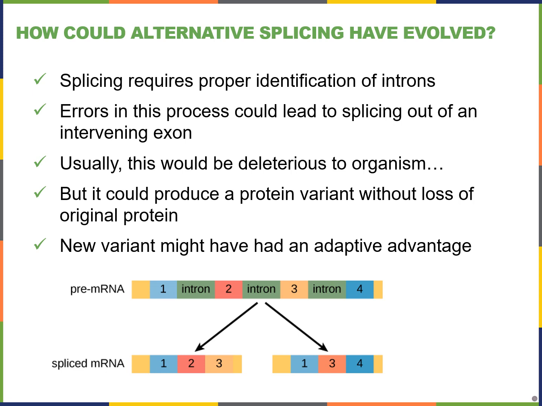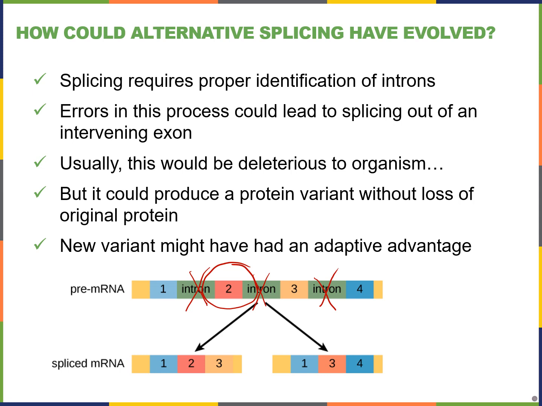How could alternative splicing have evolved? So what do we think? Where did it come from? We know that splicing requires the identification of introns. We have to make sure we don't mix up our exons and introns, and we properly cut out the entire intron for each of these. If there are errors in splicing, you could accidentally cut out an exon, which probably happened at some point in time. Usually this could be deleterious because this could be a segment of the mRNA that was really critical for the protein to function properly.